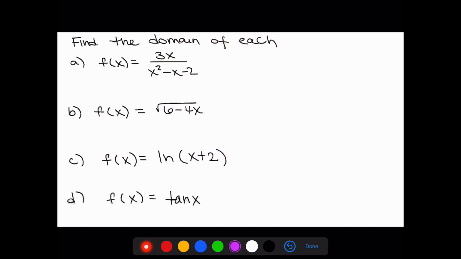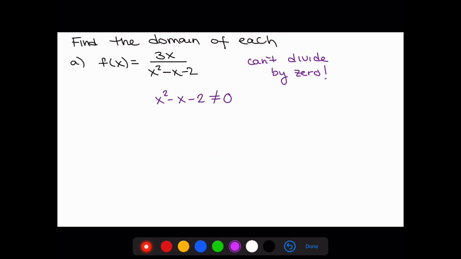So I've got 4 different functions. Let's see if we can find the domain of each. And so let's just start with part A. f of x equals 3x over x squared minus x minus 2. This one is a fraction. It has a denominator, and that denominator can't equal 0. We can't divide by 0. So I'm going to start by setting that denominator to 0 and trying to solve.